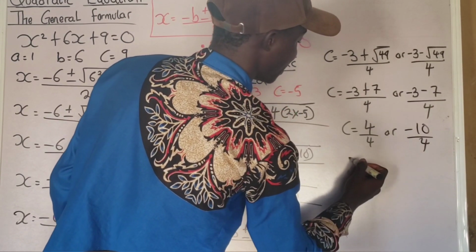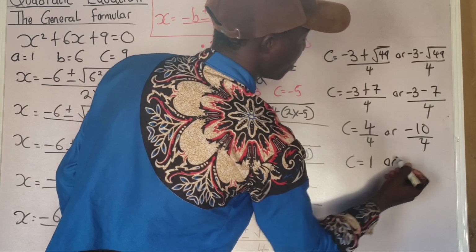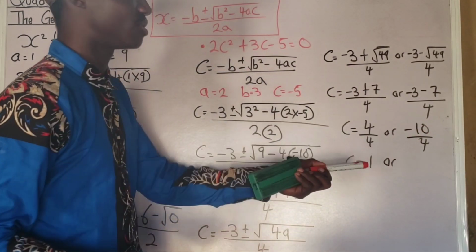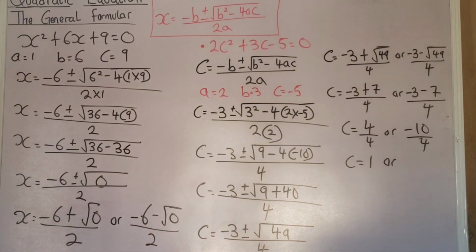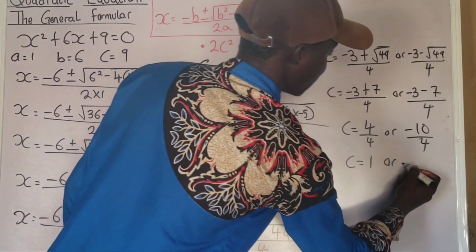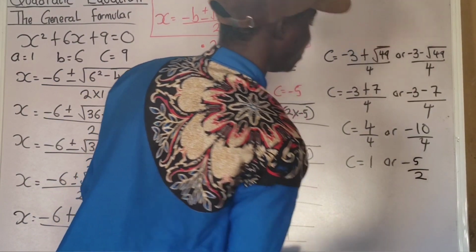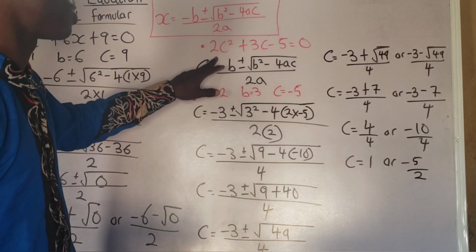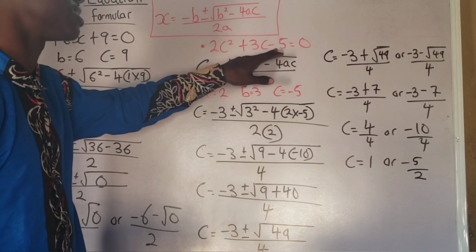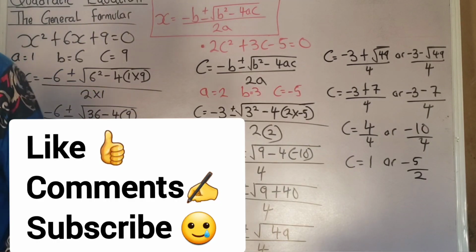So here c equals 1, or you can reduce this as well. What can go into both negative 10 and 4? That will be 2. So negative 10 divided by 2 is negative 5, and 4 divided by 2 is 2, so I'm going to have negative 5 all over 2. So the value of c in the quadratic equation 2c squared plus 3c minus 5 is c equals 1 or negative 5 all over 2. You understand? Okay?